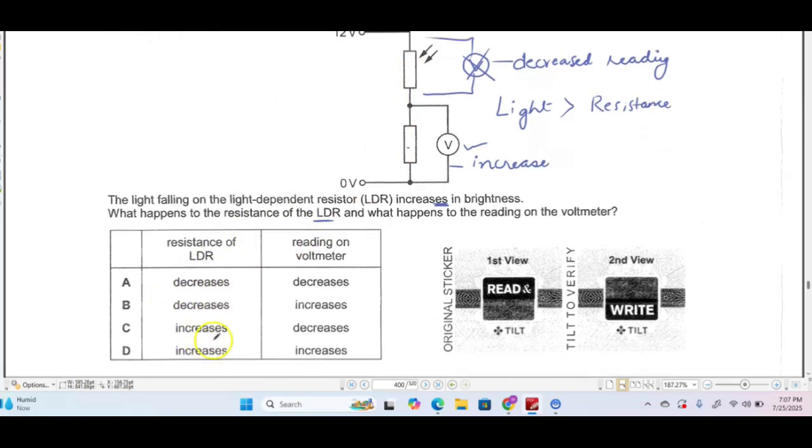Okay? So these two options are no longer applicable. And the reading on this voltmeter has to increase because if the resistance has decreased over here, the resistance over here increases, and as the resistance in this resistor increases, so does the value across the voltmeter it is connected with. Okay? So the reading on the voltmeter increases. So B is our correct option.